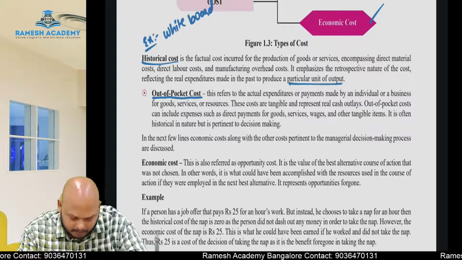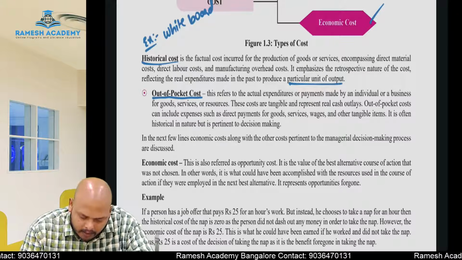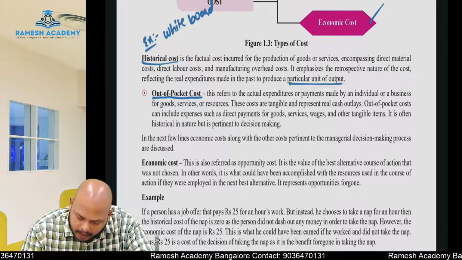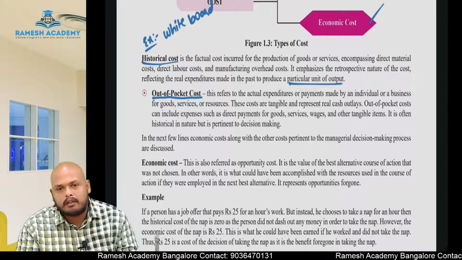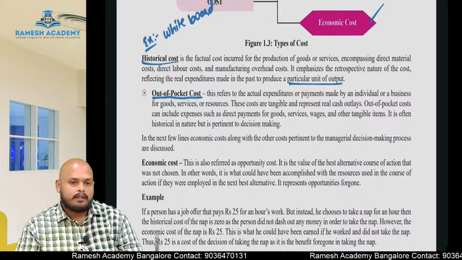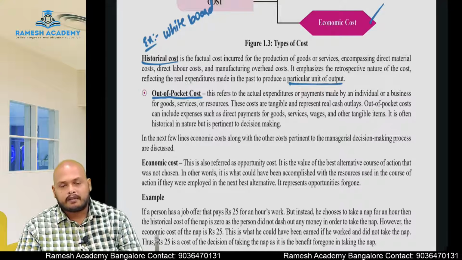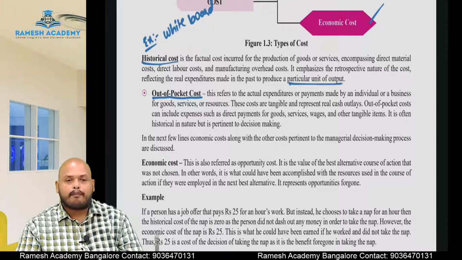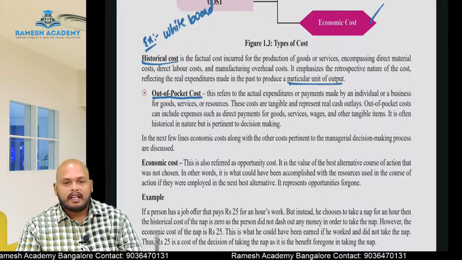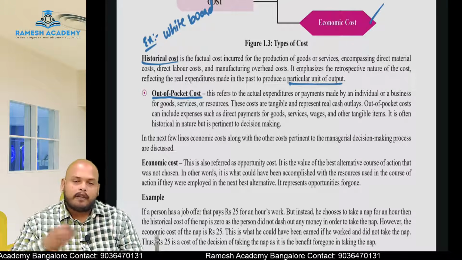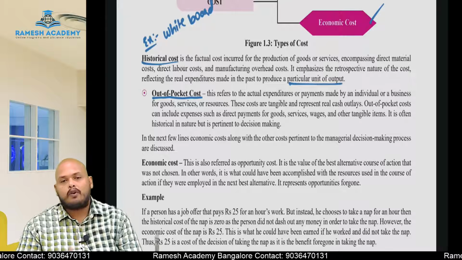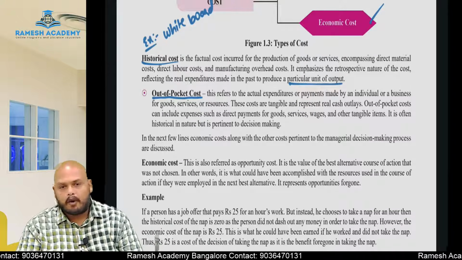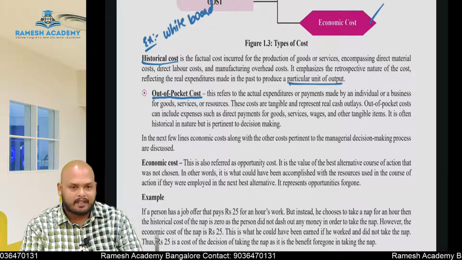Simple. You can see the definition. This refers to the actual expenditures or payments made by an individual or a business for goods or services or resources. That's all. You are purchasing some resources. You are taking some services from a person. For that purpose, you are making payment to that person. In that case, the payment whatever we are making, the money is going outside from our business. That is the reason we will call it as a what cost? Out of pocket cost. Technical definition, that's all.